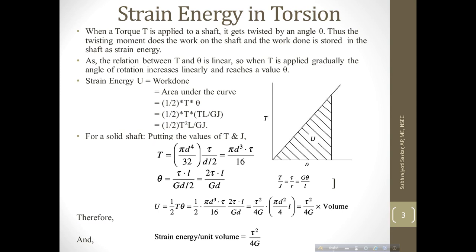We can rearrange these terms and write it as tau square by 4G into pi d square by 4 into L. Here pi d square by 4 is the cross-sectional area, and into L is the volume. So tau square by 4G into volume is the total strain energy. The strain energy per unit volume is therefore equal to tau square by 4G for a solid shaft.